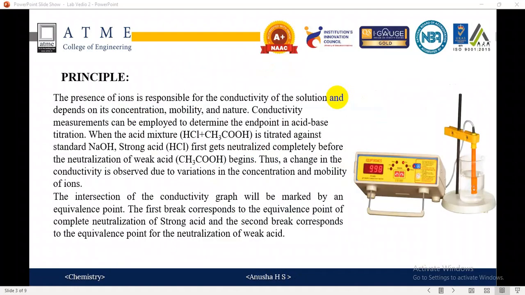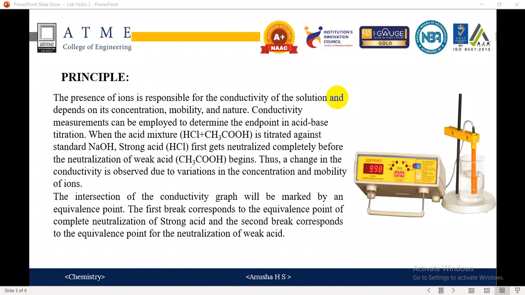The principle of the conductometer: the presence of ions is responsible for the conductivity of the solution. The conductance mainly depends upon the ion concentration, mobility and nature. The conductivity measurement can be employed to determine the end point in an acid-base titration. In the conductometer, we are going to conduct the acid-base titration.